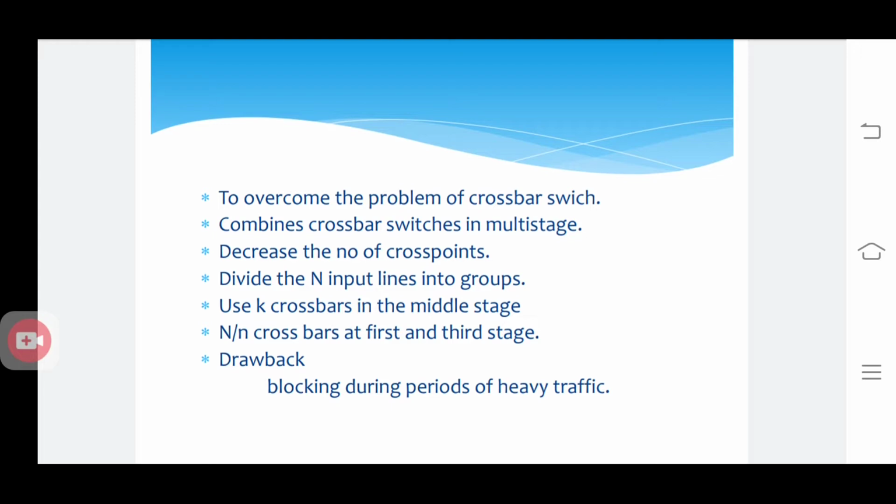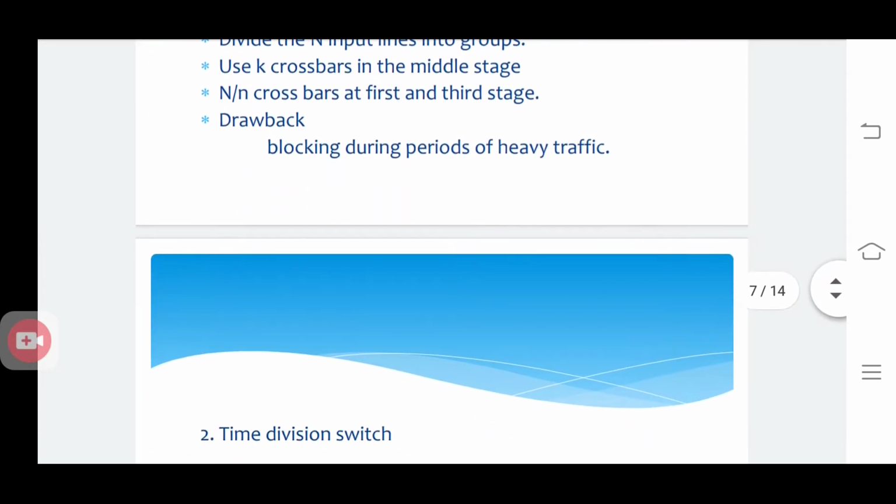The main inefficiency of the crossbar switch is the large number of cross points, which is overcome here. We divide the n input lines into groups, and in the middle stage you can use k crossbars, while the first and third stages use n by n crossbars. But the main drawback of the multi-stage switch is blocking during periods of heavy traffic. If there is heavy traffic in the network, the data will be blocked. That is the main disadvantage of this multi-stage switch.